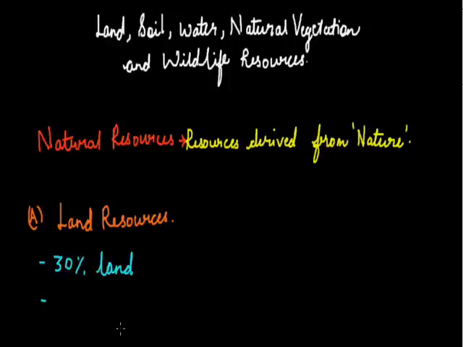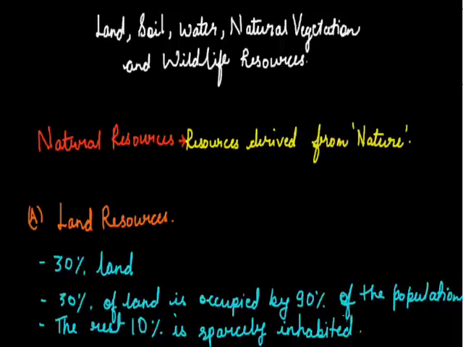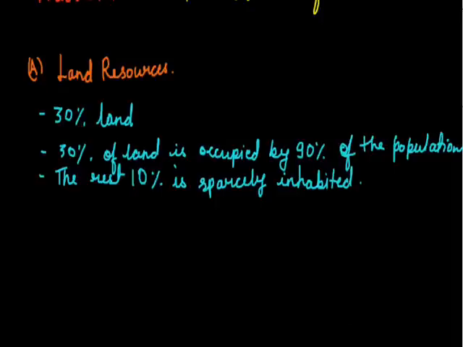For example, these are areas where it is very hard to live, like mountain areas, dense forests, and desert areas where it is not easy to survive. There people usually do not prefer to live. So only 30% of the land is occupied by 90% of the population. The rest 10% is sparsely inhabited, because of the different living conditions. People usually do not prefer to live in areas where facilities are not available or where it is difficult to survive.